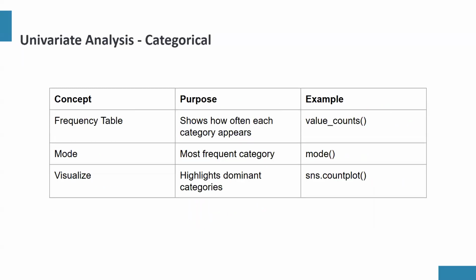Okay, if that one variable we're looking at is categorical, then we've got our frequency table. That's just the value count. So how often did that value occur? Mode is just what is most frequent, and then you can visualize it with that count plot.